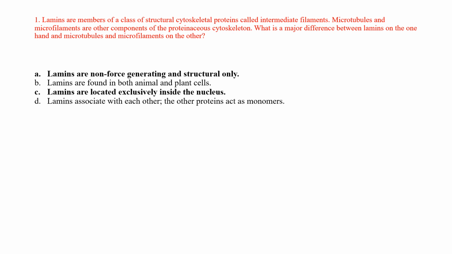Lamins do associate with each other. In fact, they form dimers and tetramers, and the other proteins act as monomers, but very similar to other microtubules and microfilaments.